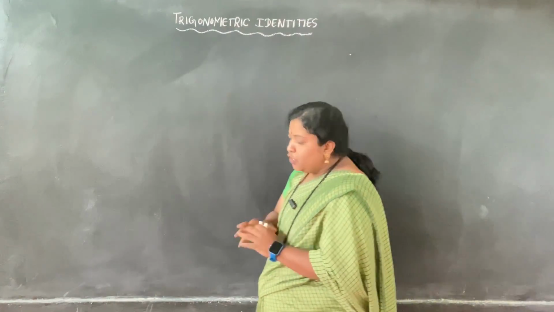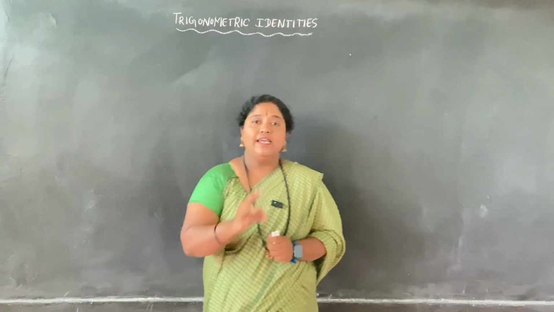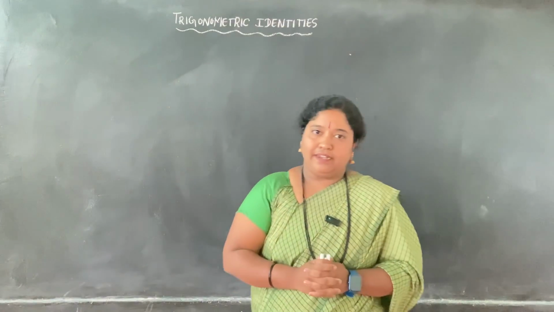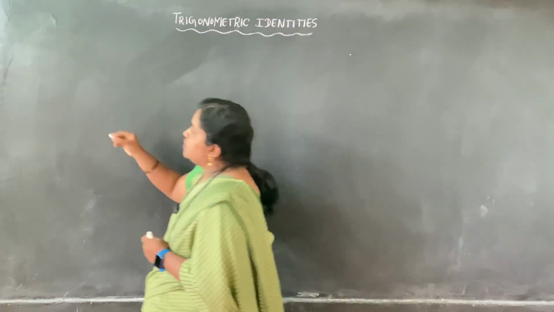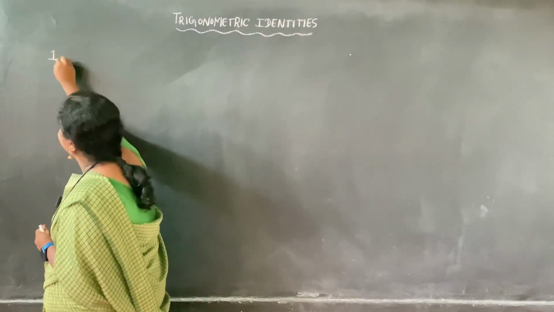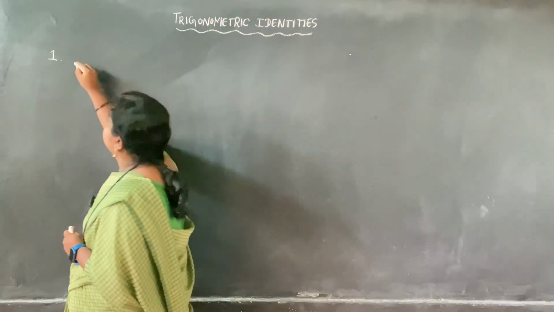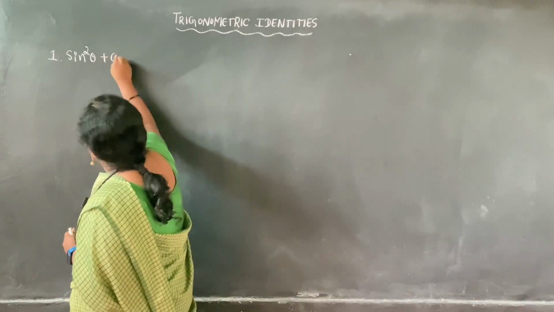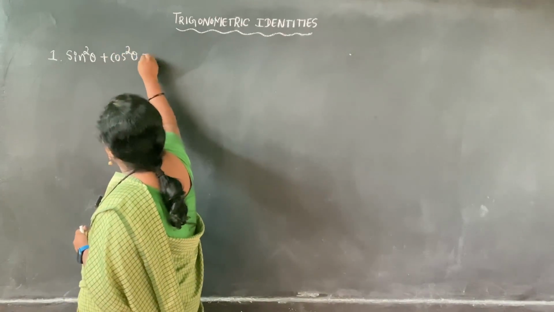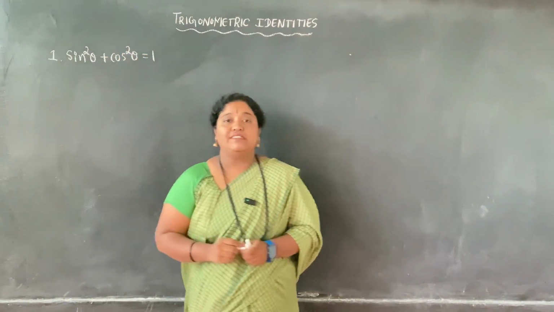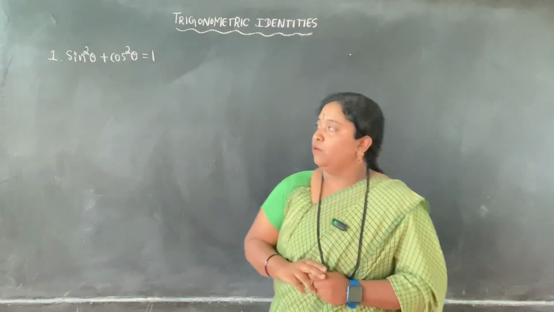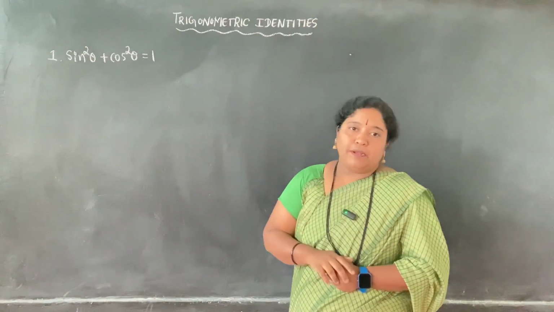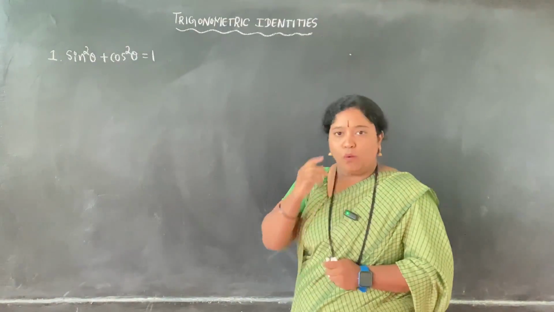Dears, you need to know mainly three trigonometric identities. The first trigonometric identity that you need to know is sine square theta plus cos square theta is equal to 1. This is the first identity that you need to know, that is, sine square theta plus cos square theta is equal to 1.